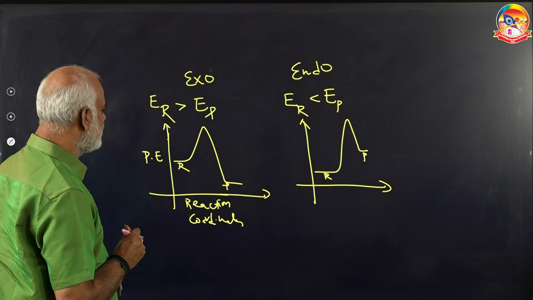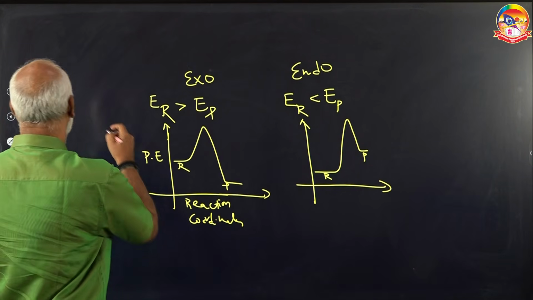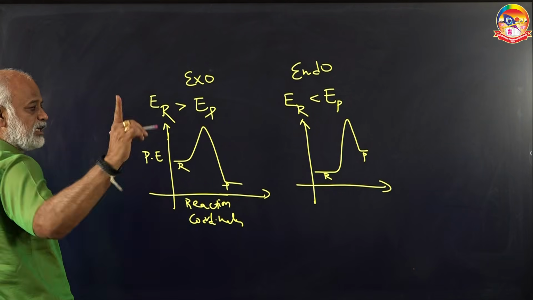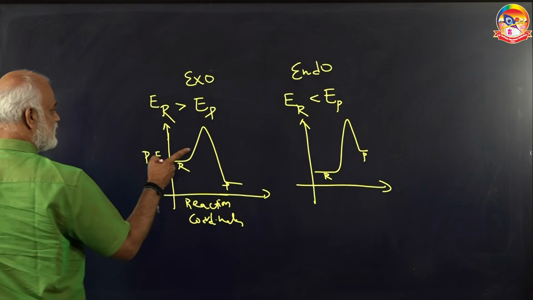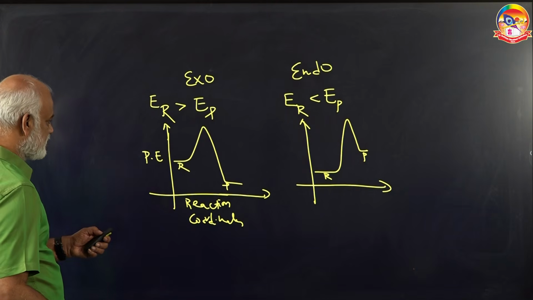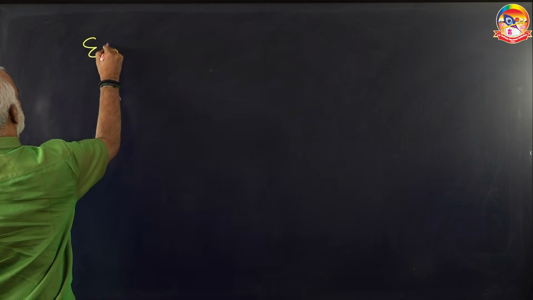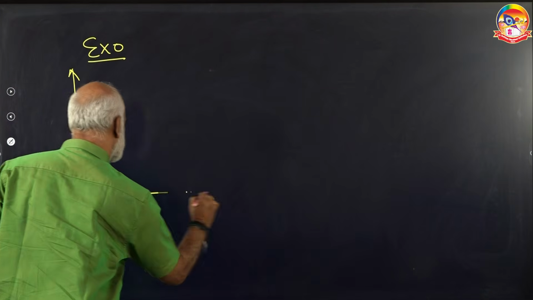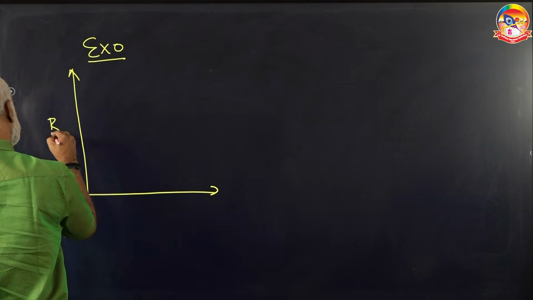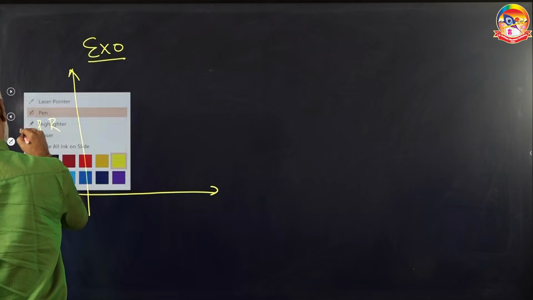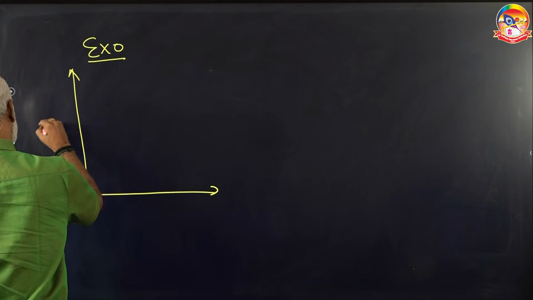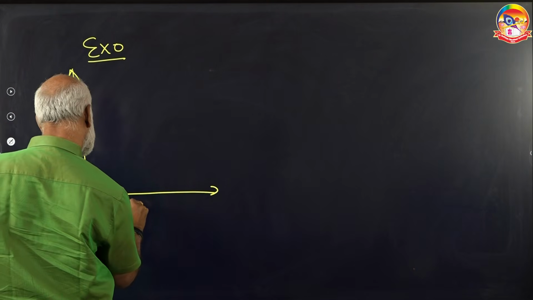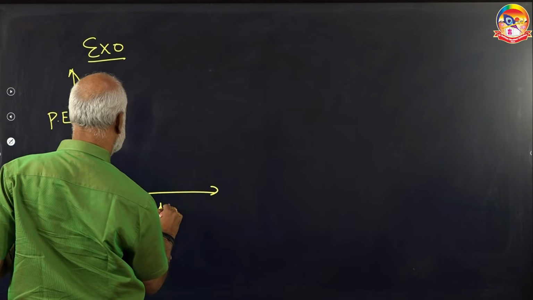So let me be very clear. If you know this, I will once again draw in more detail. This is a very important aspect. Let me concentrate on certain things. I will once again come back to this, the next one. I am going into more details of it. I have an exothermic reaction, potential energy versus reaction coordinates.